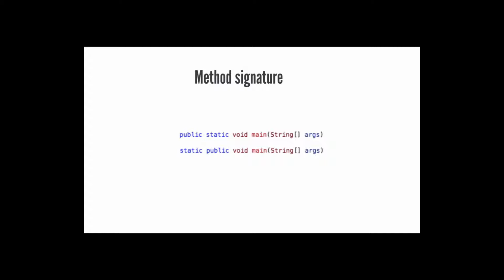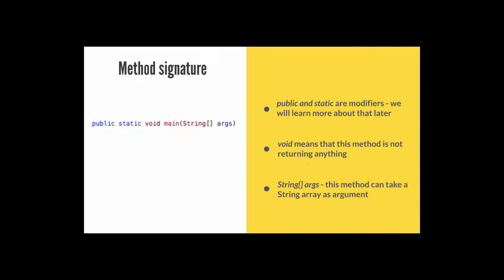However, note that public and static can be interchanged, and you could also write that as static public void main and then in the parentheses String array args. That's also fine, but both of them mean the same signature. However, public and static are access modifiers. We'll learn about that later. Void means that this method is not returning anything, and we'll understand the meaning of returning also going forward. And then this method takes an argument which is a string array.